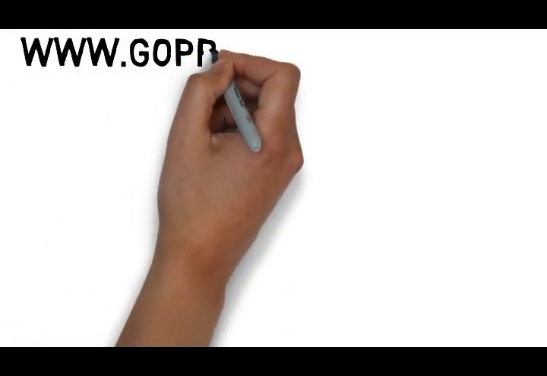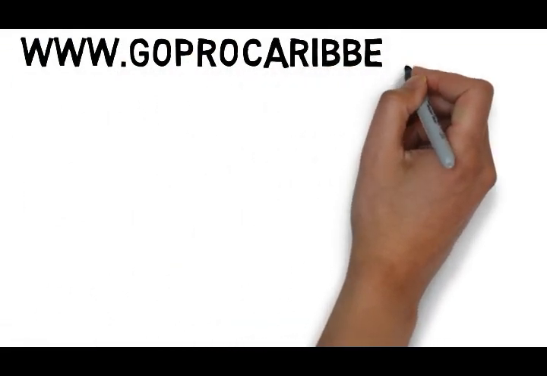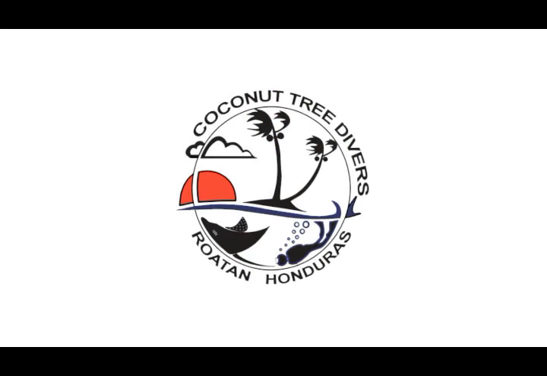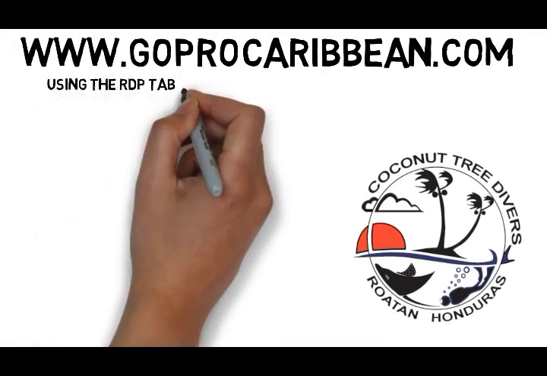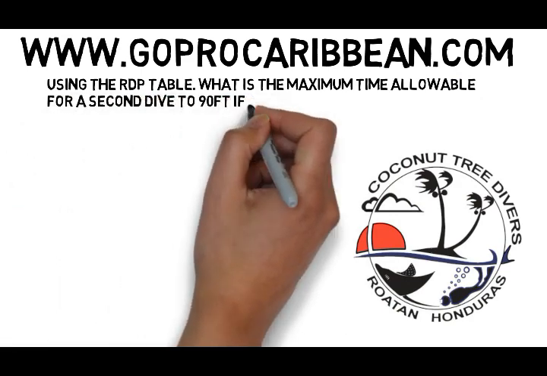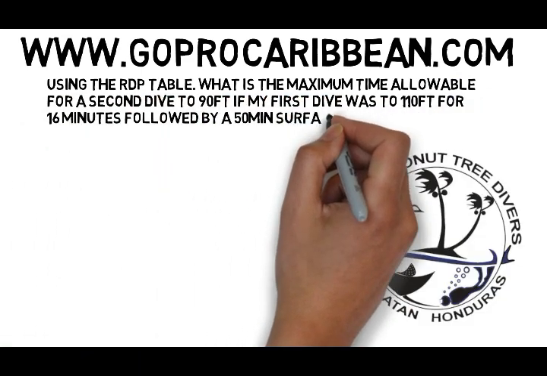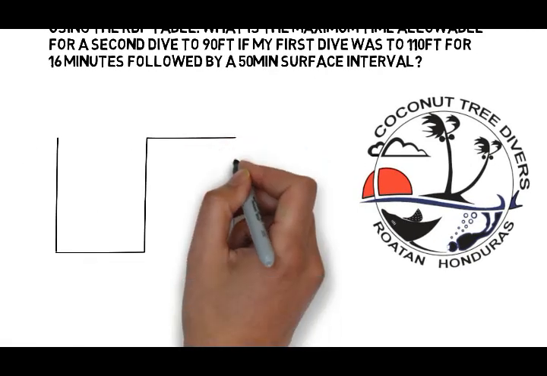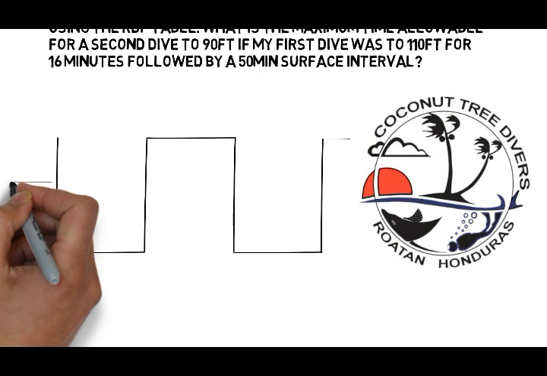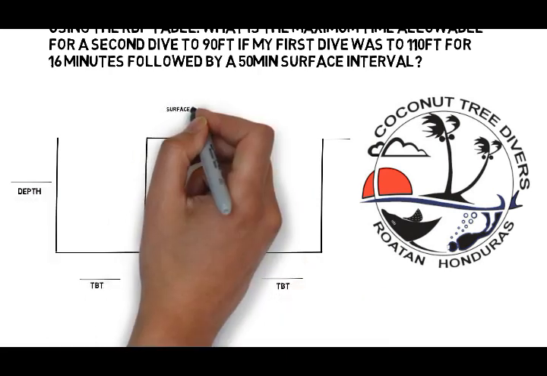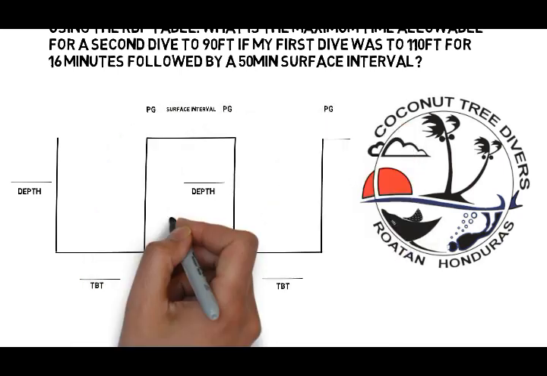So one common type of question you might get in RDP exams is to calculate the maximum amount of time you could spend at a given depth on a second dive of the day. This is often referred to as your adjusted no decompression limit, the maximum amount of time you could spend at a depth given you start that dive with a certain amount of nitrogen in your body. So it's the no decompression limit adjusted for the fact that you already have some nitrogen in your body.